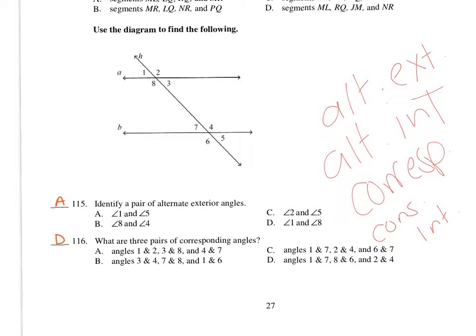116 says 3 pairs of corresponding angles. So 1 and 7, 2 and 4, 8 and 6, and 3 and 5 are corresponding. D is the only one that had all of those. Not all of them, but 3 of those.